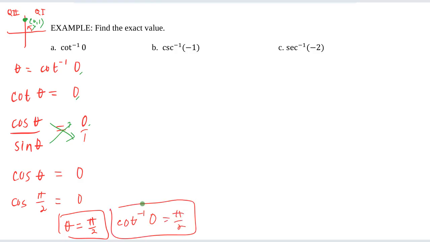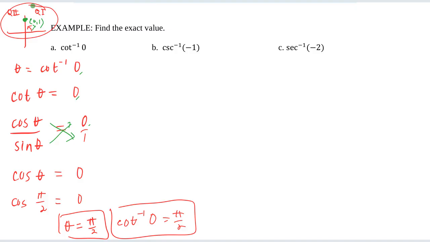All right, remember to check your answer. Is pi over 2 within the principal interval? Yes, because the principal interval for the inverse cotangent is from 0 to pi, and pi over 2 is within that given interval. And pi over 2 is included.